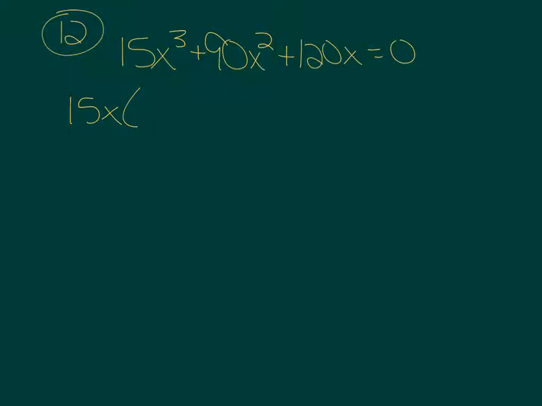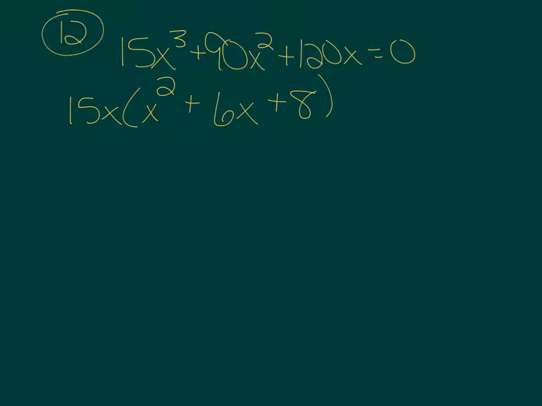12 and 13 both say to factor and use the zero product principle. So 12 says 15x cubed plus 90x squared plus 120x equals 0. This is 3 terms. So I want to look and see what's common to all of these. X is common to all of these, and 15 goes into all of these. So I'm going to factor out a 15x. When I factor out 15x out of 15x cubed, I get x squared. Factor 15x out of 90x squared, and I get 6x. And 15x out of 120x is 8.